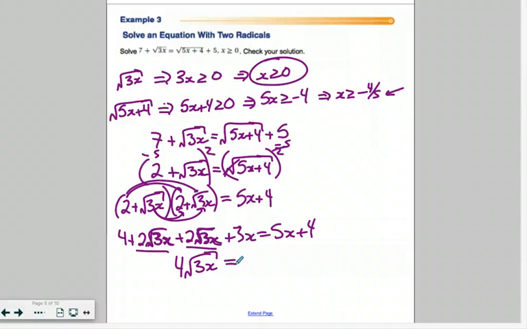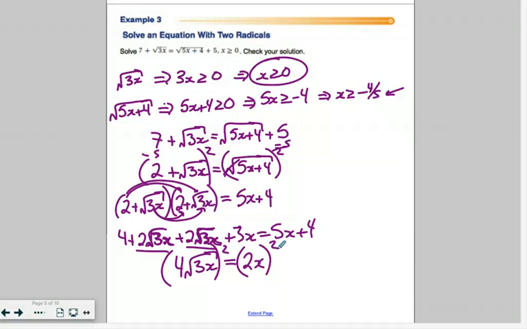And we can say, okay, 5x minus 3x will just give me 2x, and 4 minus 4 is actually just going to be 0. So now what we have is 4 root 3x is equal to 2x. And now we can square both sides again. Okay, so we can again square the left and square the right.